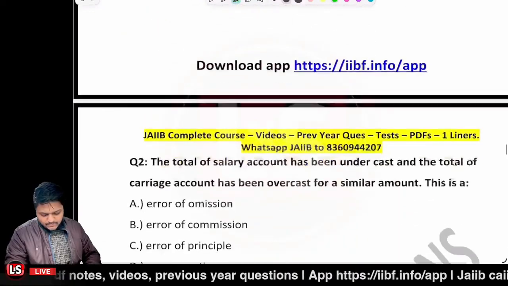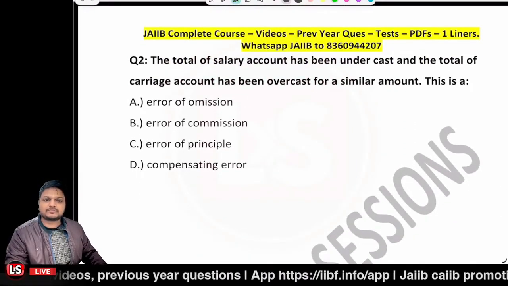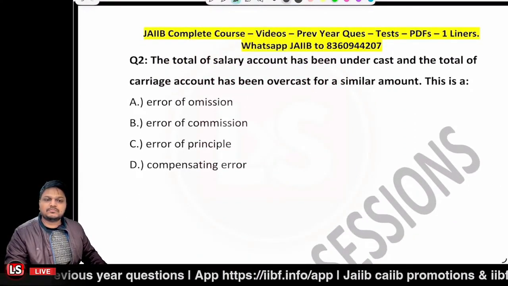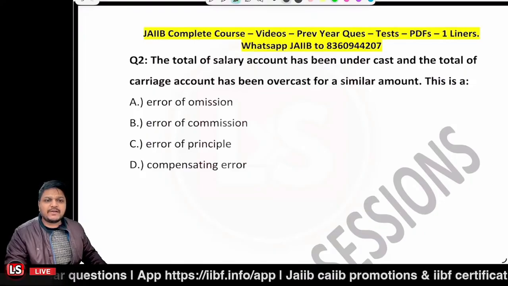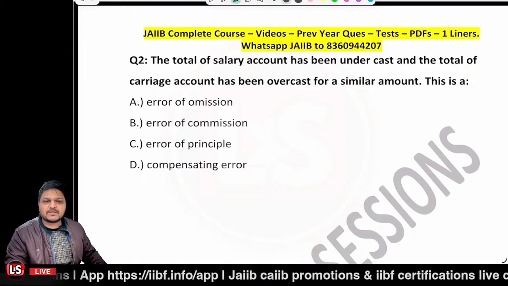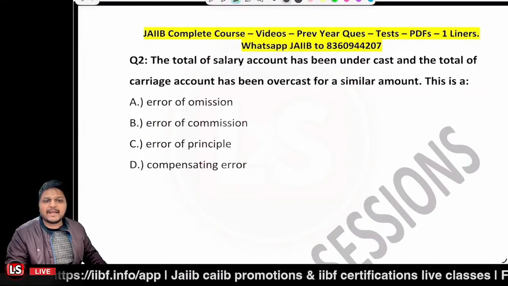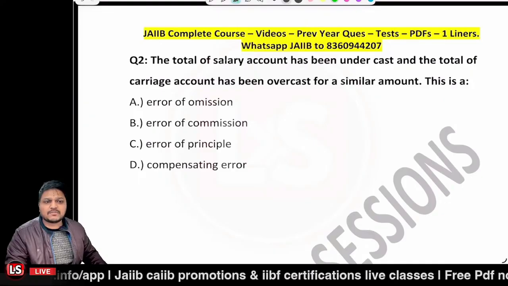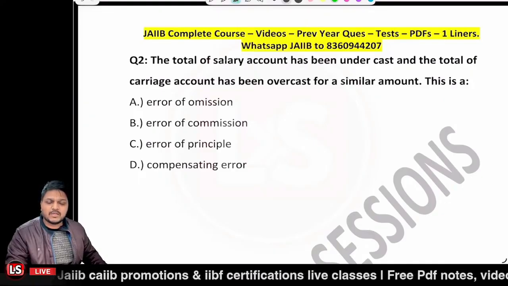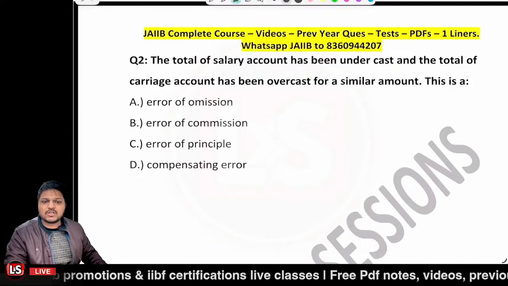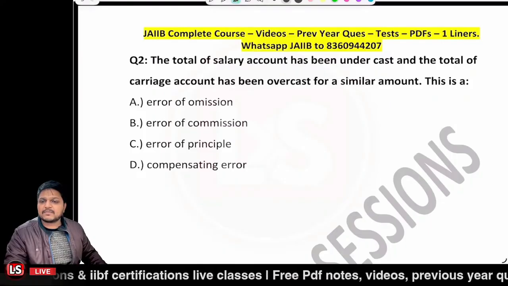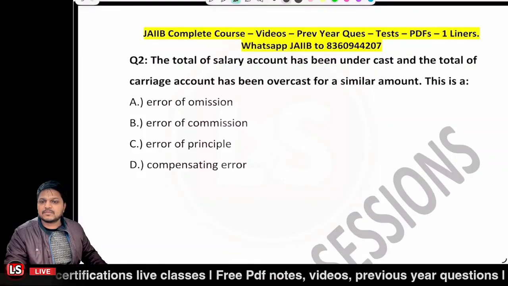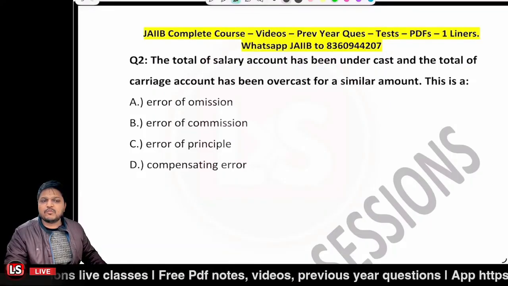Now, let's move further. Question number 2. The total of salary account has been undercast and the total of the carriage account has been overcast for a similar amount. This is what? Error of omission, commission, principal, compensating error. What type of error would it be?